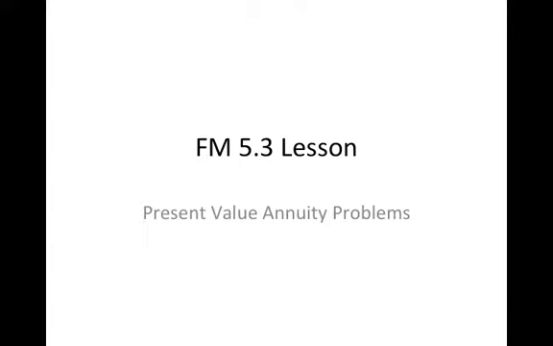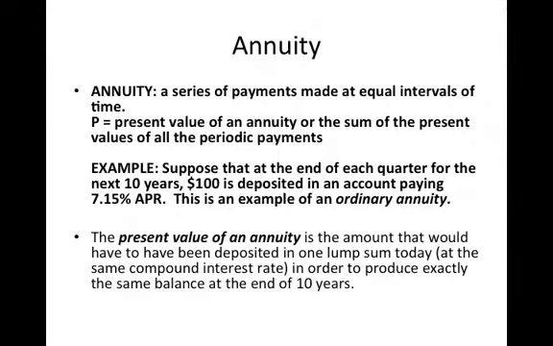Hello, welcome to your Finite Math 5.3 lesson on present value annuity problems. An annuity is a series of payments made at equal time intervals, and P is the present value of an annuity. It is the value that you would need to pay in one lump sum right now in order to equal all these future payments that you're going to pay.